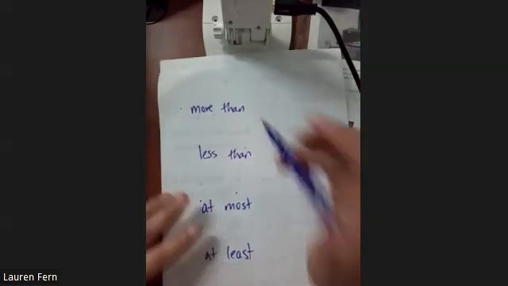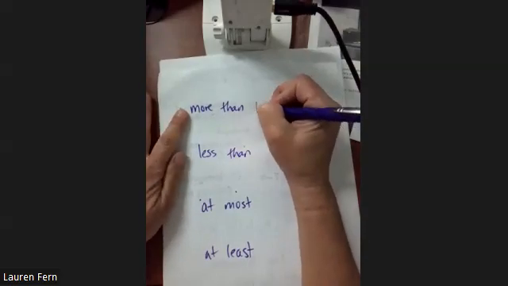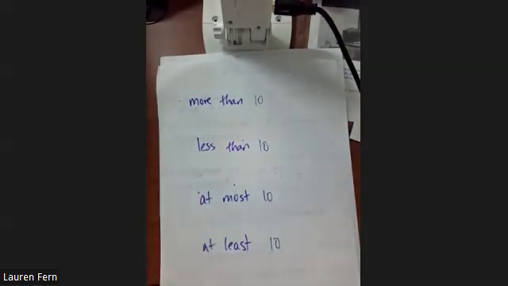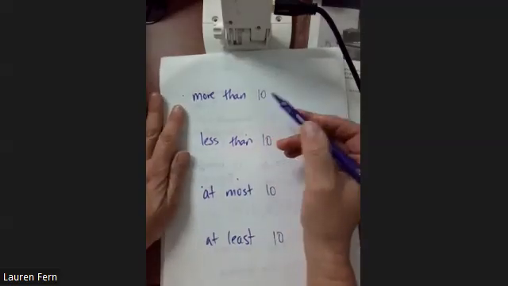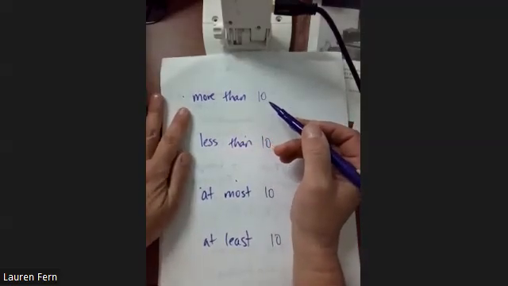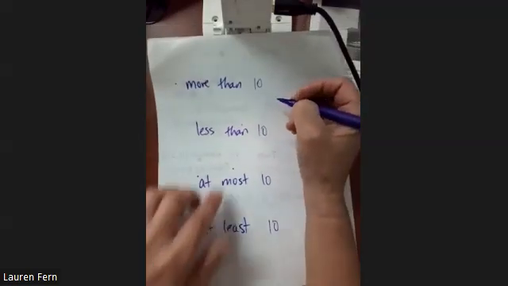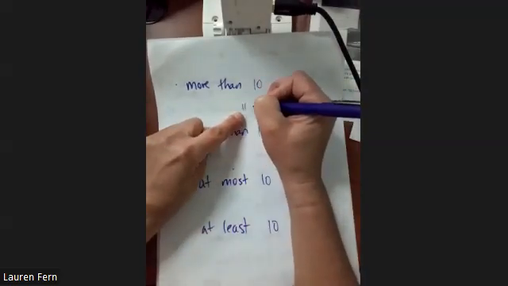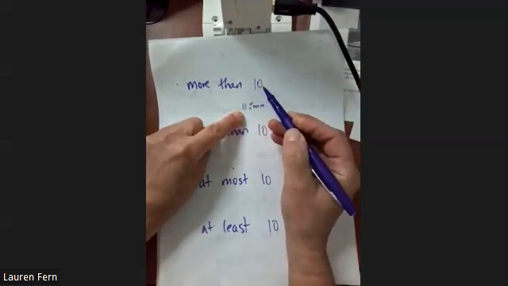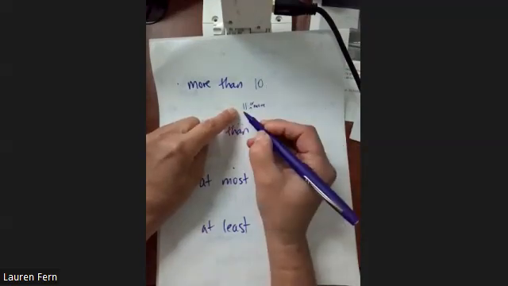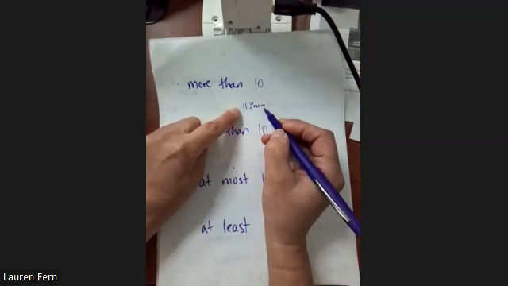Let's just pretend that for all of these, I'm going to say more than 10, less than 10, at most 10, and at least 10. So how would we put this in our calculators? If I want more than 10, what that means is I want 11 or more. More than 10 means I don't include 10. So that means that I want 11 or more.